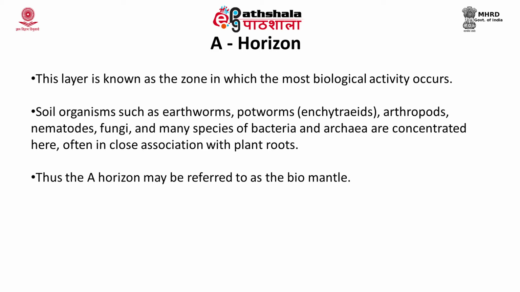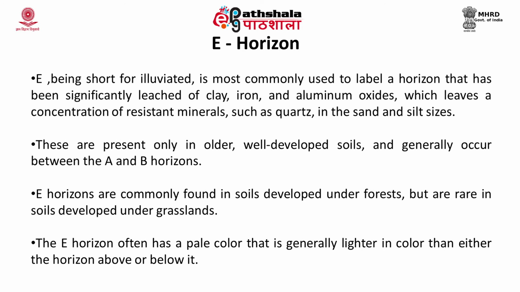Next is our E horizon. E, being short for eluviated, is most commonly used to label a horizon that has been significantly leached of clay, iron and aluminum oxides, which leaves a concentration of resistant material such as quartz in the sand and silt sizes. These are present only in older, well developed soils and generally occur between the A and B horizons. The E horizon often has a pale color that is generally lighter than either the horizons above or below it.